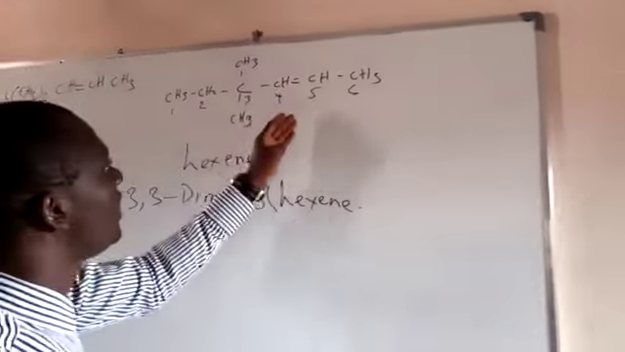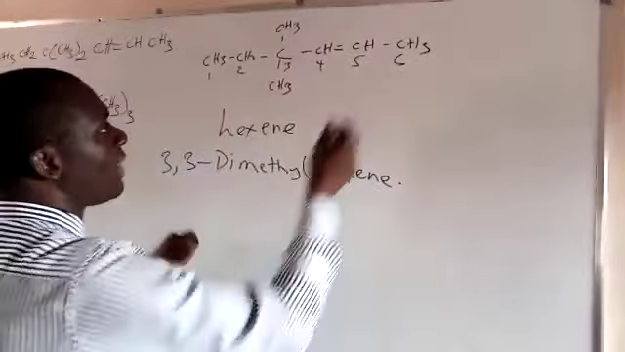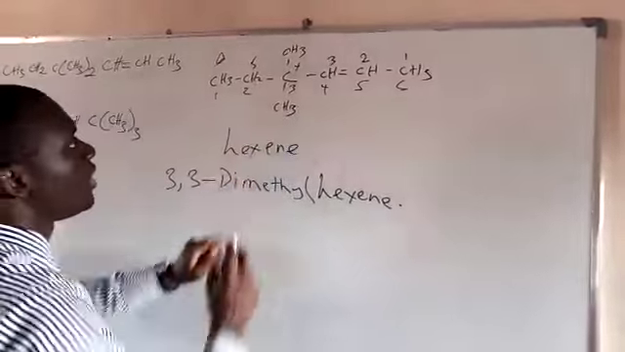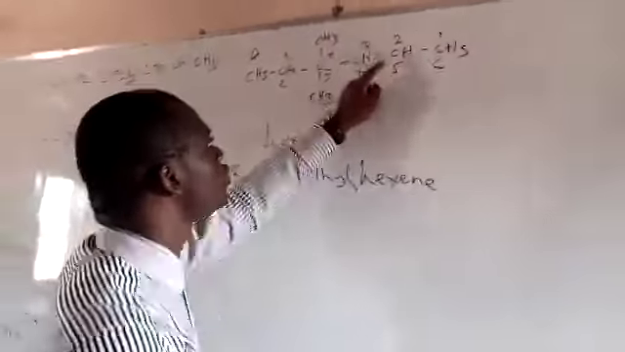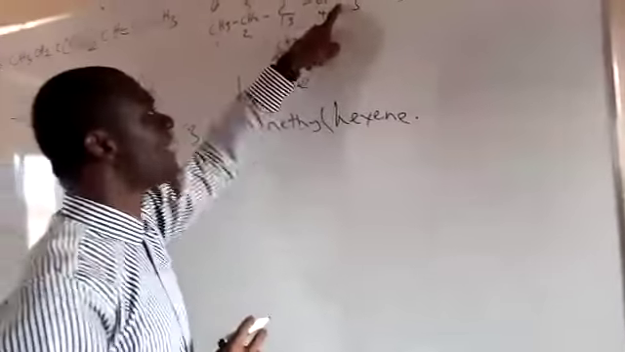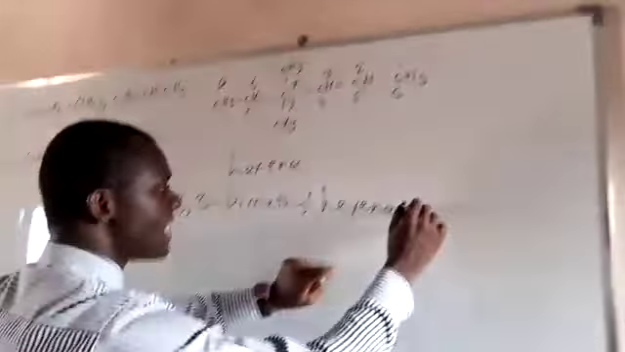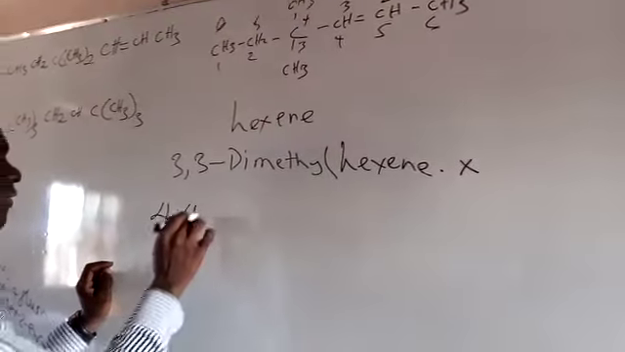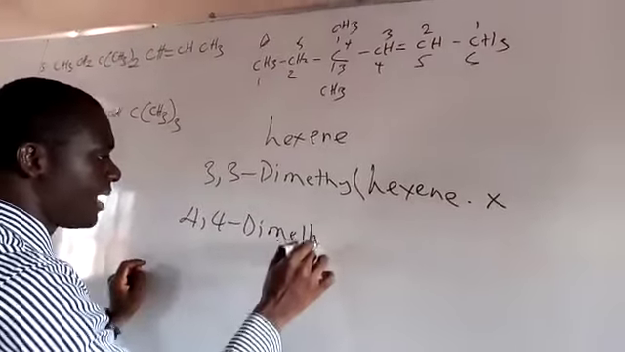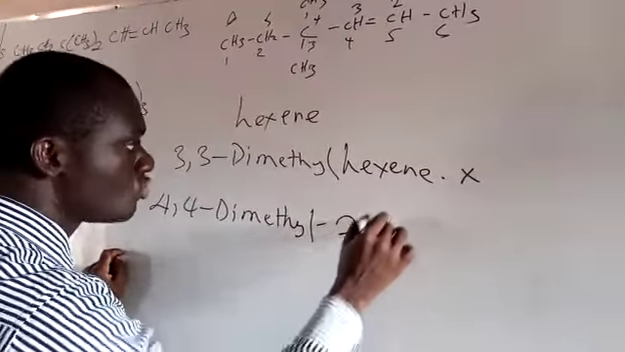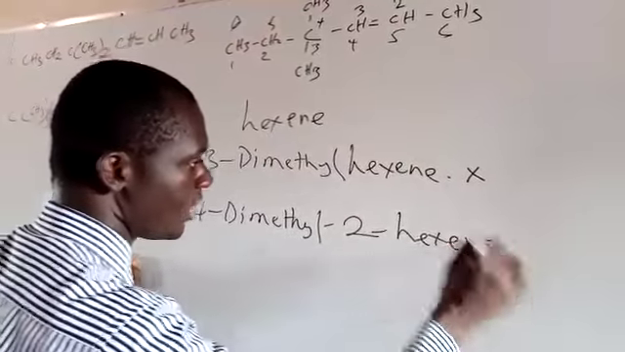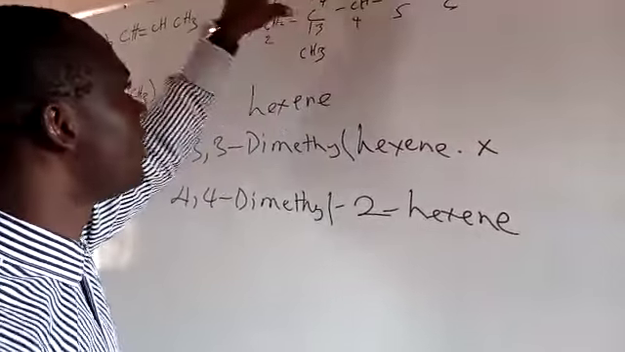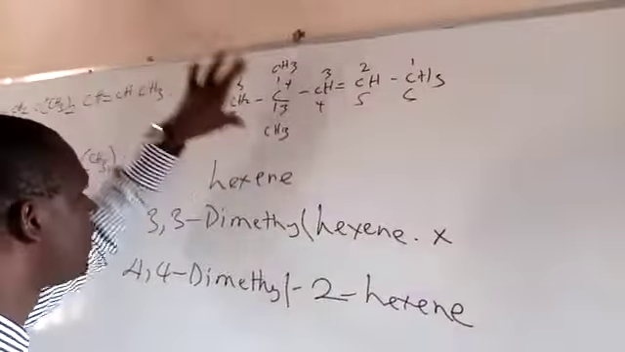Now take note that the double bond is at this place. If you count this way, the double bond is at carbon 4. But if you count this way, 1, 2, 3, 4, 5, and 6, the double bond is at carbon 2. So the double bond is the functional group, so you give preference to the double bond. And that is why this name is wrong. So the correct name will be going this way, which is 4,4-dimethyl-2-hexene, giving the lowest possible number to the double bond, and then using di to represent the 2 methyl groups.